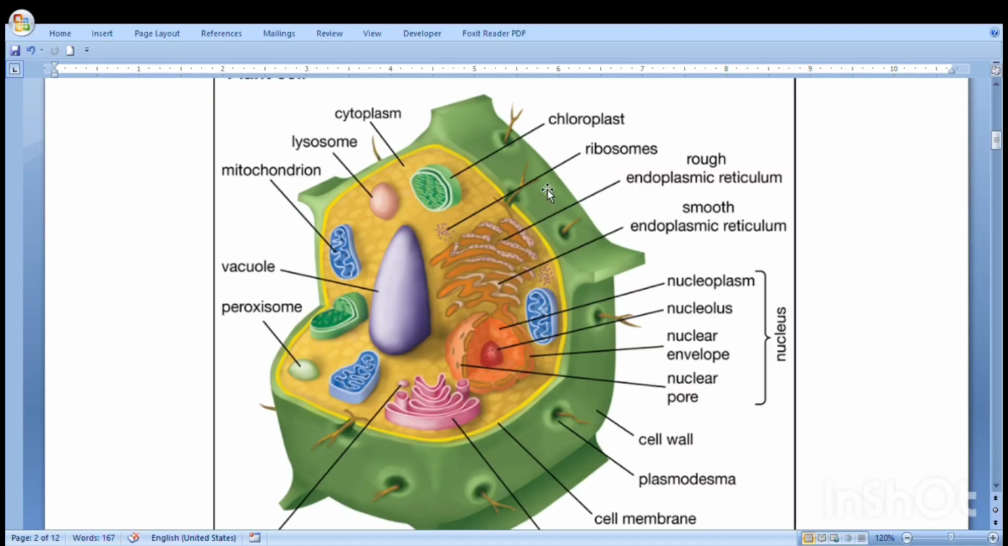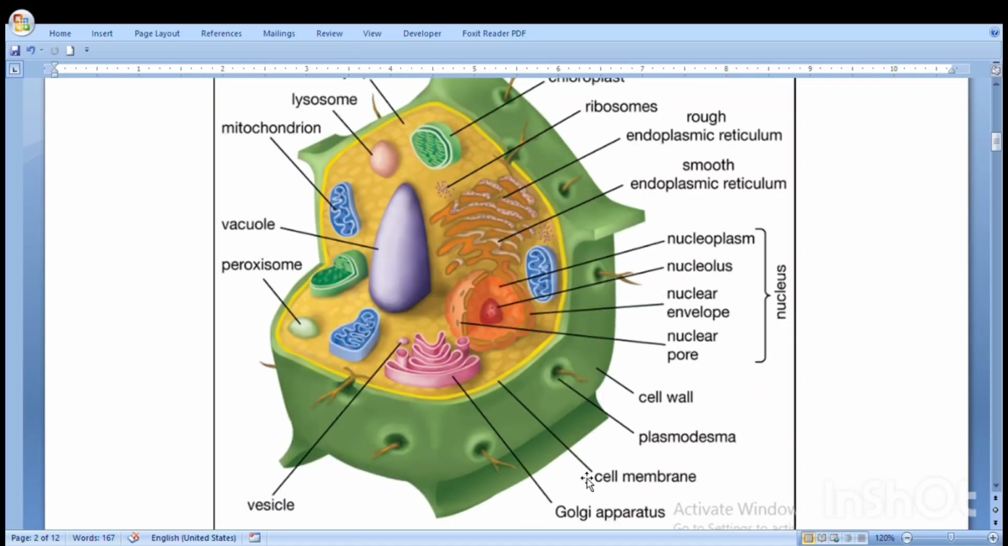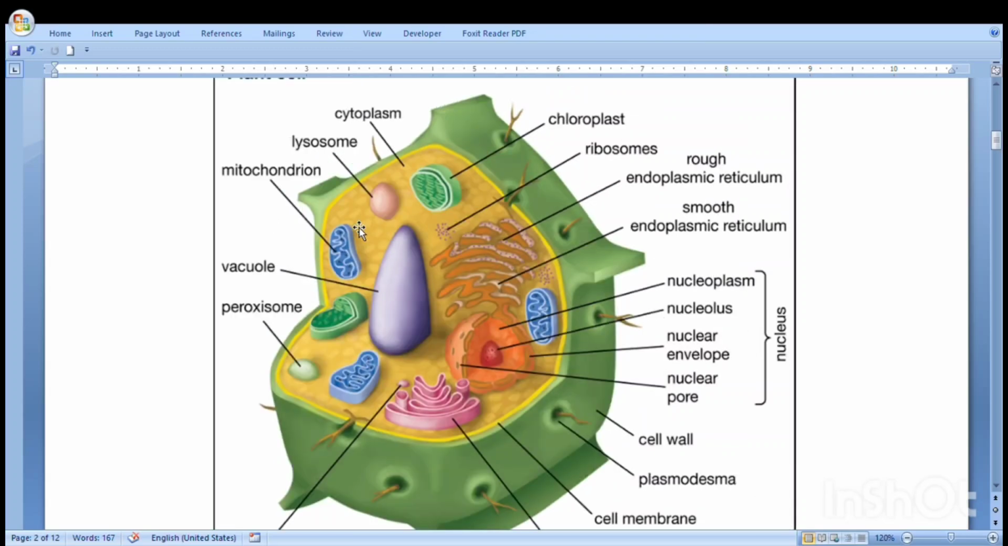It fills the space between the cell membranes. This is the cell membrane, right? And the organelles. Which are the organelles? Mitochondria is one of the organelles. Vacuole is also an organelle. Lysosome is also an organelle, right? Chloroplast is also an organelle. Ribosome is also an organelle. So these are all the organelles.